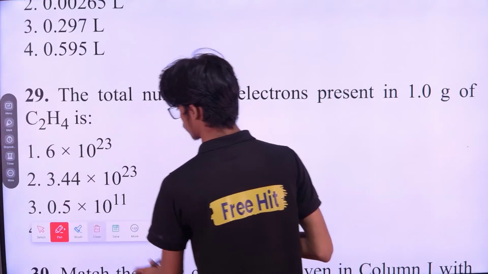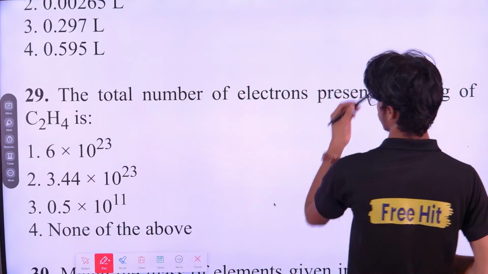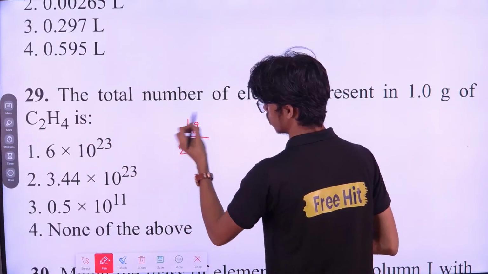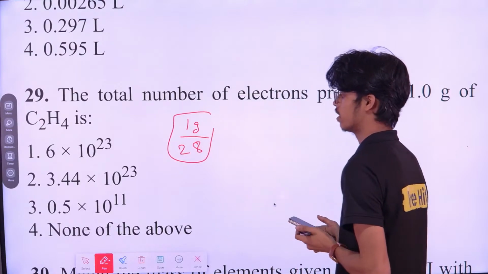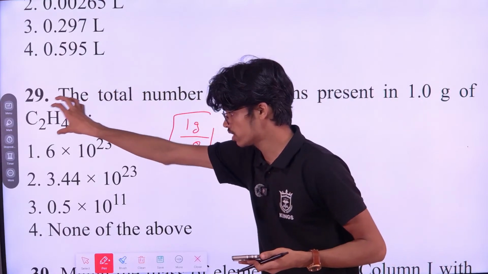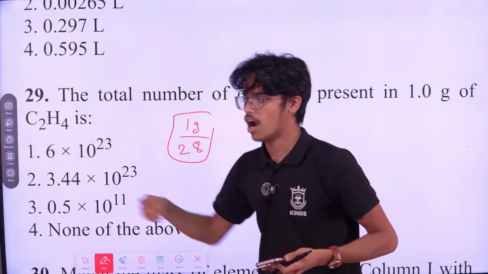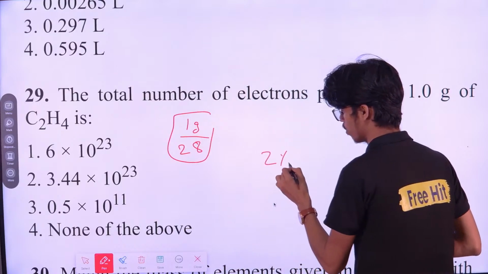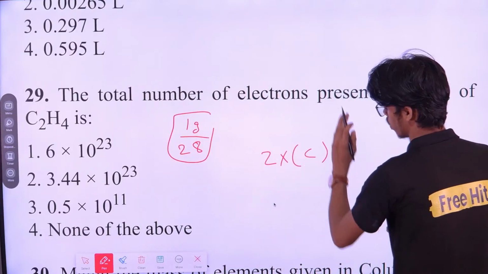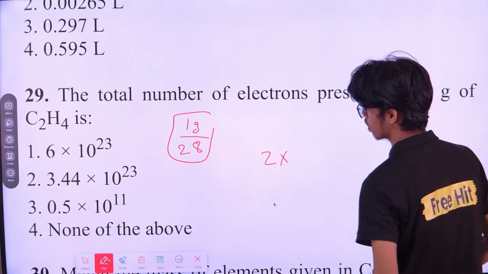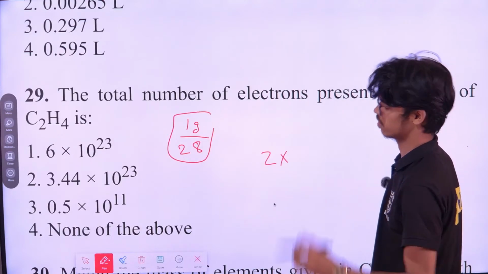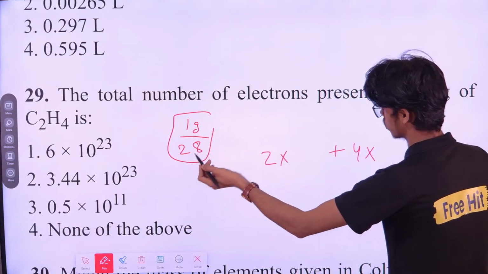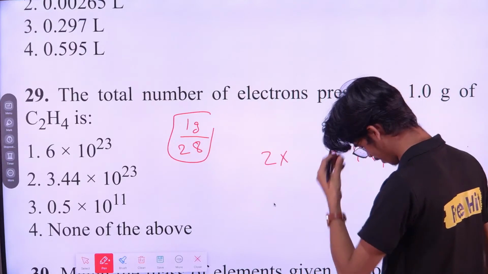Now mark. Total number of electrons present in 1 gram. Given mass, what is the molar mass of C2H4? 28. So this is the amount of moles. Now for 1 mole of this, how many moles of electrons are present in there? We have to calculate this. 2 into the number of electrons in carbon. So what is the number of electrons in carbon? Tell me. And 4 into the number of electrons in hydrogen, that is 1.